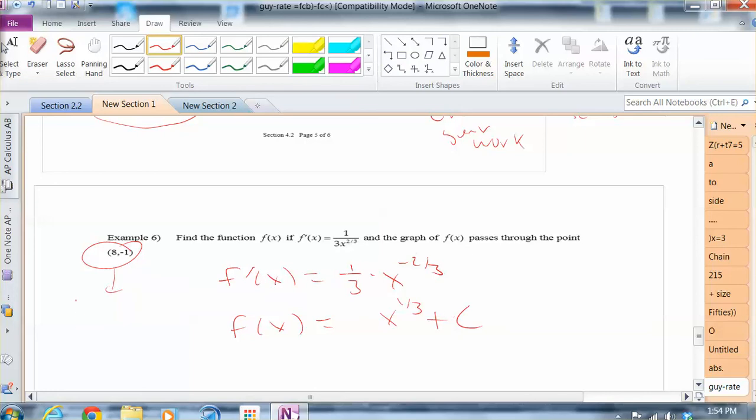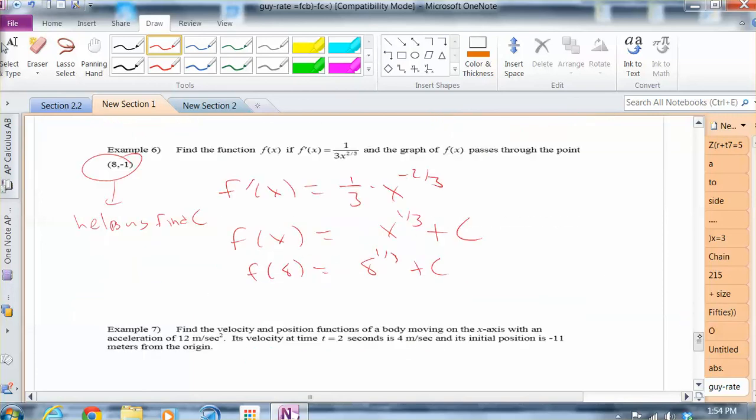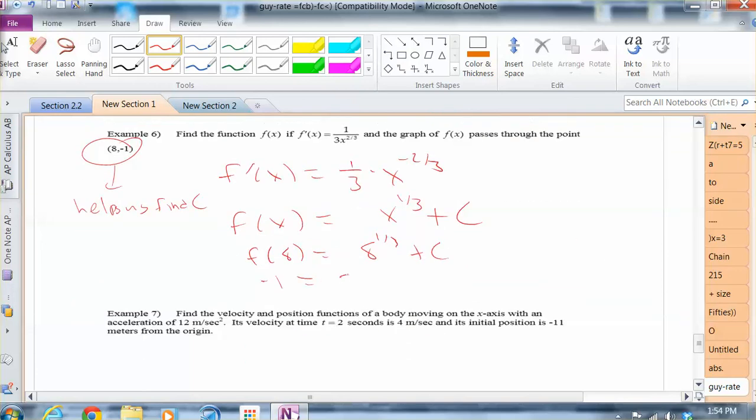Now, this one helps us find c. Because if I plug in 8 for x, f of 8 equals 8 to the 1/3 power plus c, and of course f of 8 is negative 1, so c is going to equal negative 3. So our function is going to be x to the 1/3 minus 3. And that would satisfy all the conditions set forth in the problem.